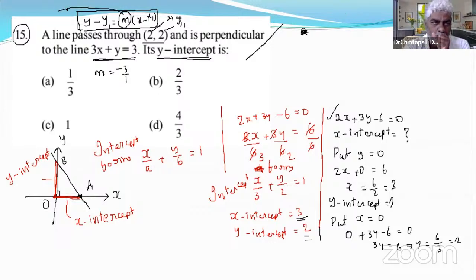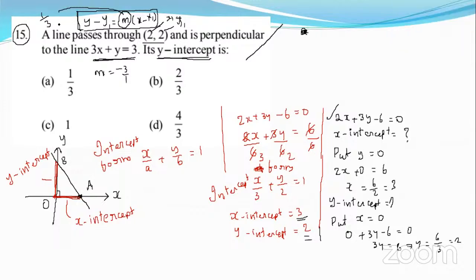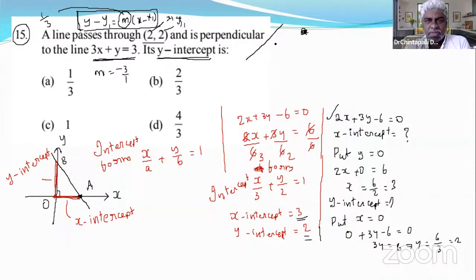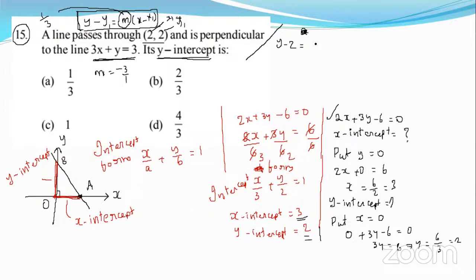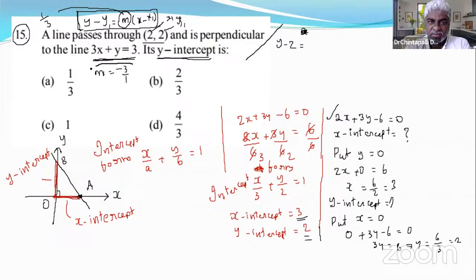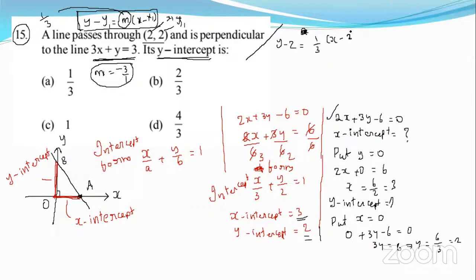So this value is 1 over 3, right? Yes, sir. Now we can find the required line. y minus y1, that means y minus 2 is equal to m. What is m? Sorry, it is the slope, 1/3, sir. 1 over 3, right? 1 over 3 times x minus 2.